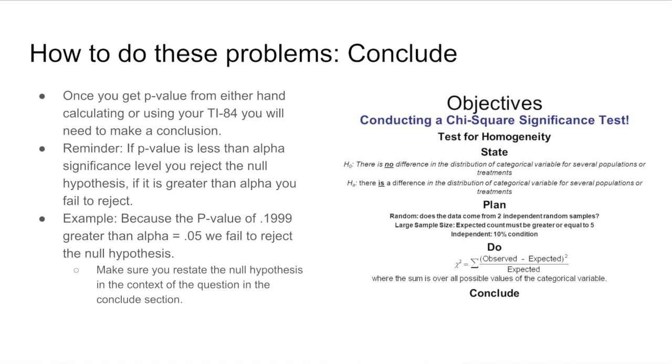Following along with our example, we would obtain a p-value of 0.1999, which is greater than an example alpha significance level of 0.05, leading us to fail to reject the null hypothesis. It is important to restate the null hypothesis in the context of the question in the conclude section.